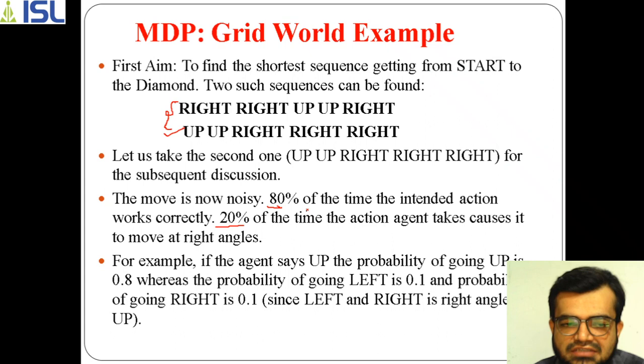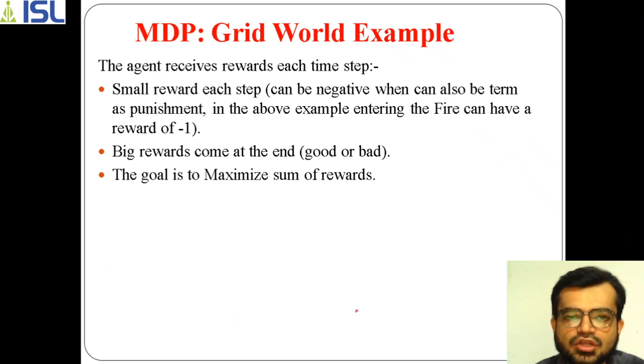It will be taken actually by right angle. So if the agent says up, the probability of going up is 0.8, the probability of going left is 0.1, and the probability of going right is 0.1. Okay, so in that sense, the agent has to perform. Ultimately, the agent receives a reward at each time step.